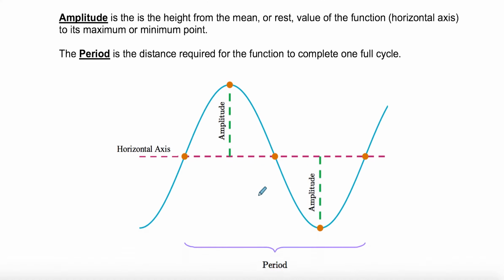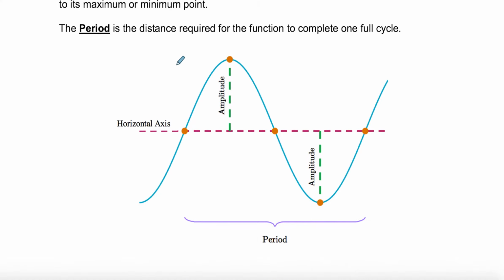As well, there's something called a period, and the period is the distance required for the function to complete one full cycle. For example, going from this point here to this point here isn't one period because we're really only halfway at this point. When we reach the horizontal axis again, the function is still going down. So it's only when we get back to here that we would have gone one period.